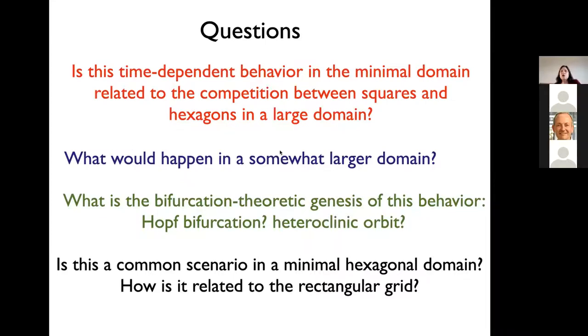So one question is, would we ever see this in a larger domain? This is a domain that accommodates exactly one hexagonal periodicity. It's stable for that, but in a larger domain, would it be stable? Are there large wavelength perturbations that would destroy it? We don't know.